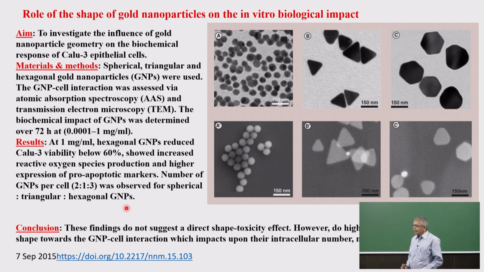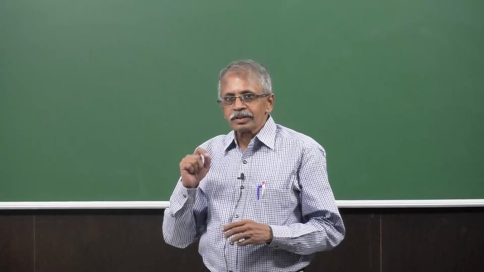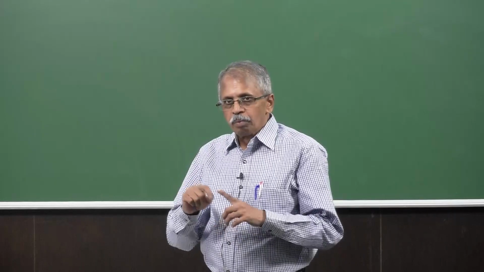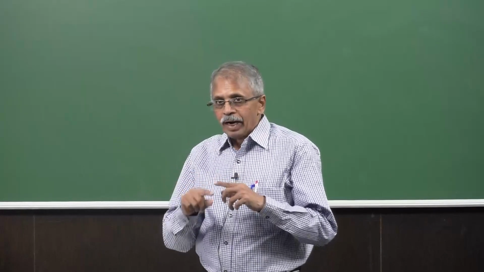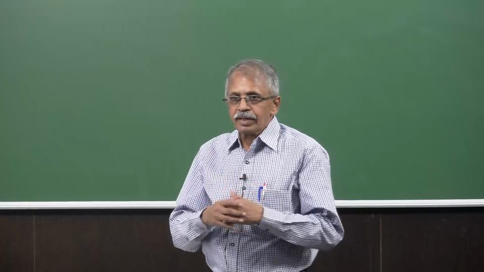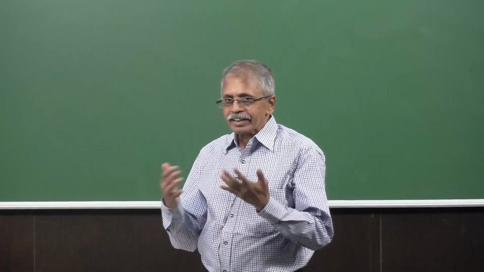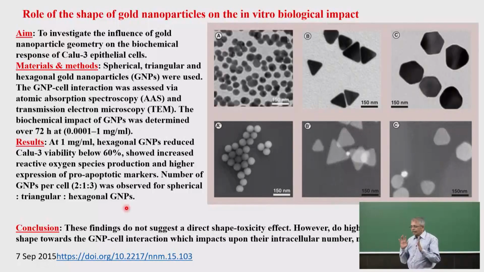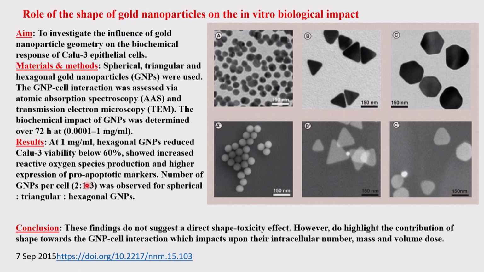So you find it is not a direct correlation with the shape of the particle, but it is the number of such particles entering inside the cell that is making the difference. That is what is identified here. The hexagons go in 3 times the proportion of the triangular, whereas the spherical goes in twice that of the triangular.